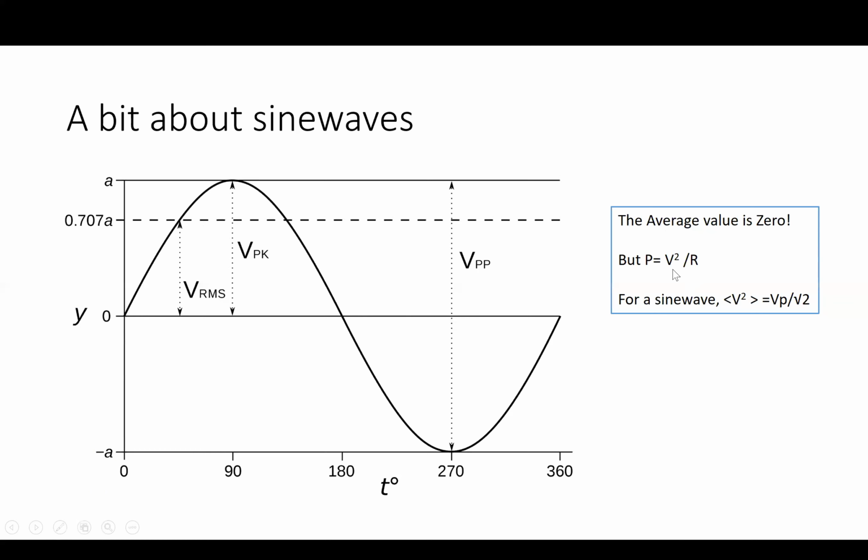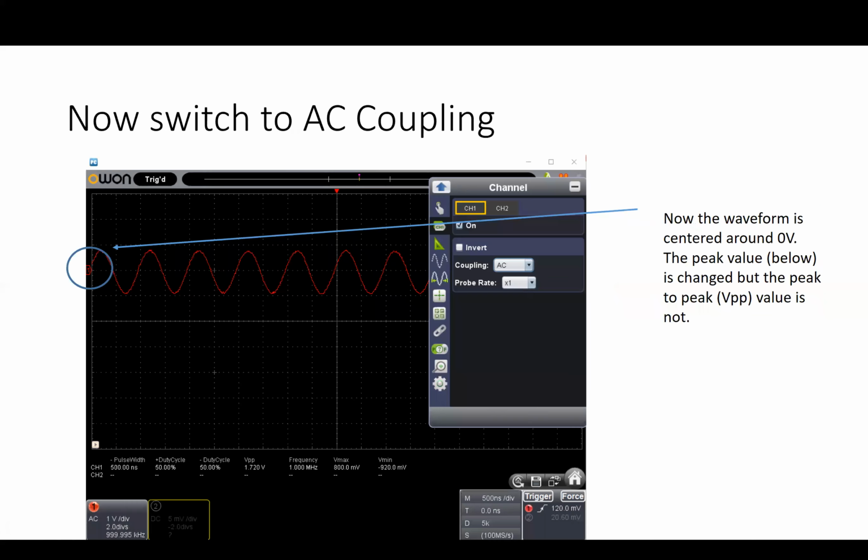The reason you do that is the power delivered is proportional to the voltage squared divided by the resistance of the load. So you need to square this and then average it, and you'll find that done in the advanced topics section on this module. And when you do that, you find it's the peak voltage divided by √2. So 0.707 times the peak voltage is the RMS voltage. And that's also displayed on your oscilloscope.